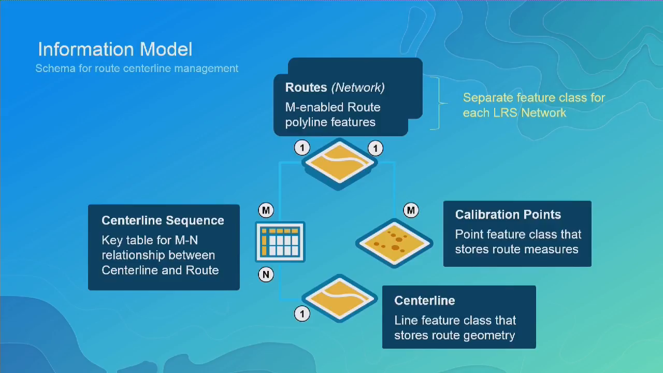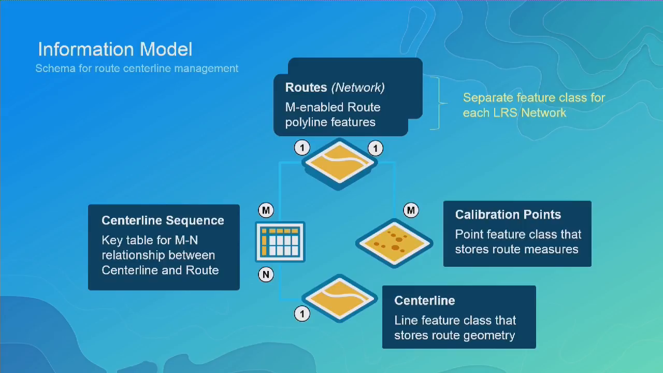So using this centerline, we build routes. Now, how is a centerline different from routes? Routes take the shape from a centerline and enable the measures. The centerline is a simple polyline feature class, whereas the route is a polyline feature class with M enabled, but it's getting its geometry from the centerline. That's the difference between the centerline and a route.